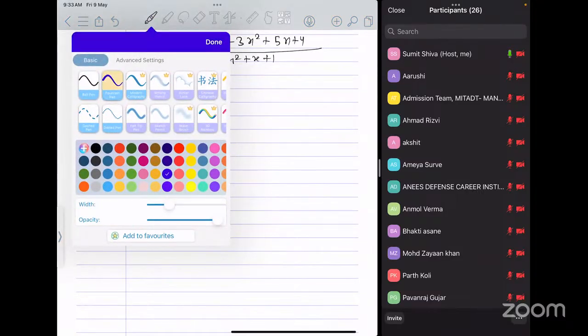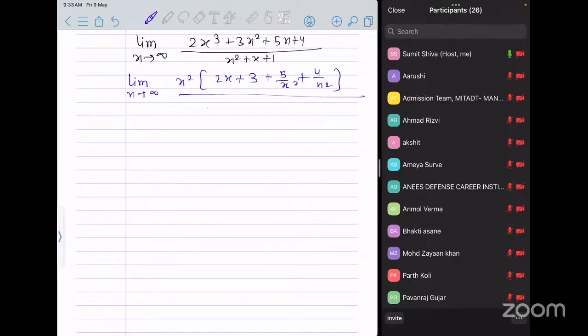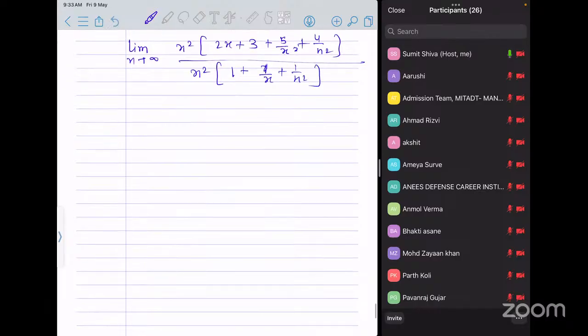In this case, the maximum power in the denominator is x square, so we can take x square common. This will be limit x extending to infinity, take x square common. The numerator will be (2x plus 3 plus 5 by x plus 4 by x square), and the denominator will be (1 plus 1 by x plus 1 by x square). On substituting the limit, you can clearly state that this is going to be 0, this is going to be 0, and this is going to be 0.